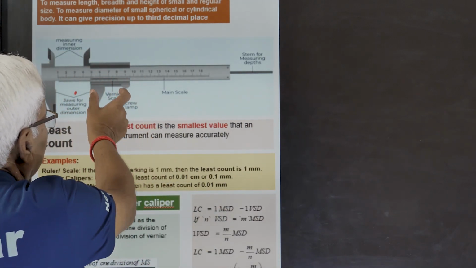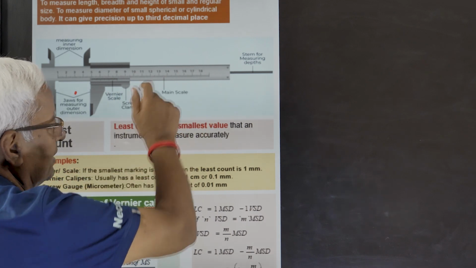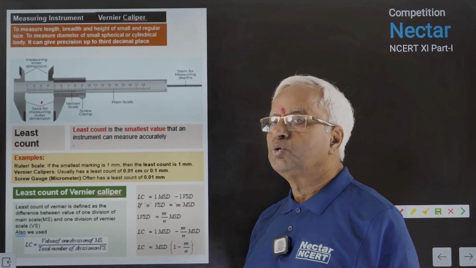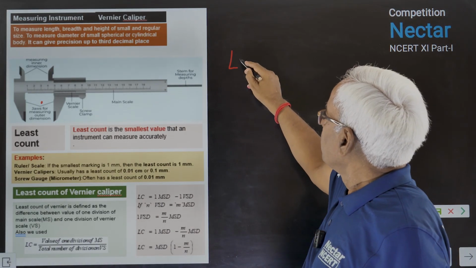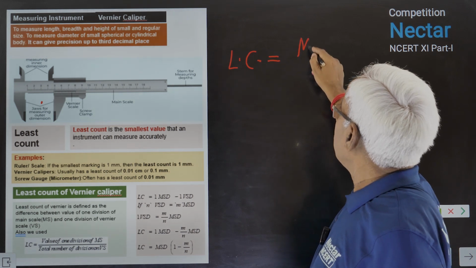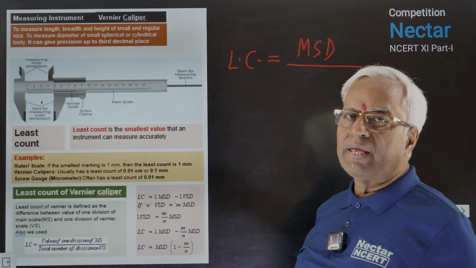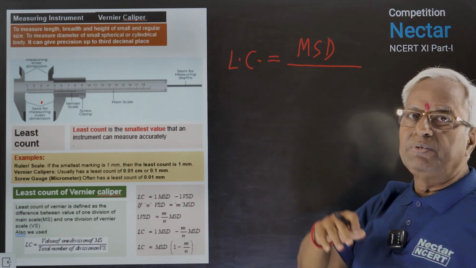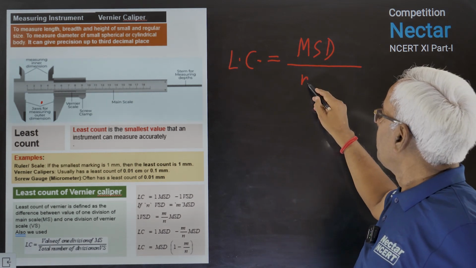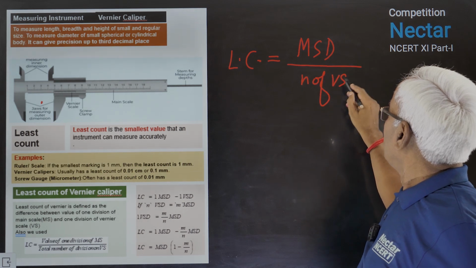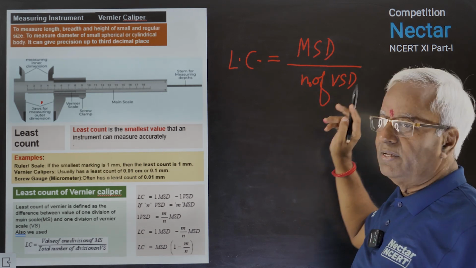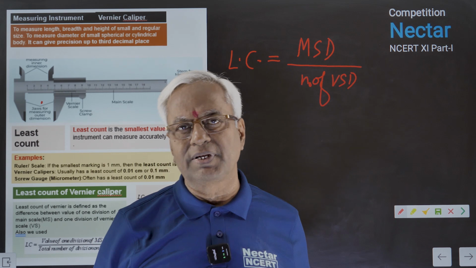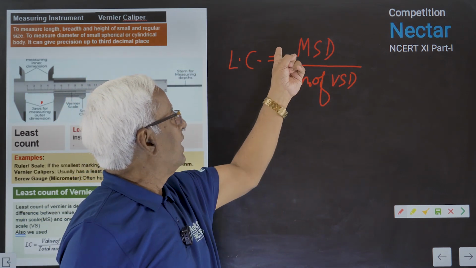The Vernier scale has a number of divisions, likewise the main scale. If you want to find the least count, we have 2 approaches. One is least count equal to MSD, where M is main, S is scale, and D is division: one main scale division upon the number of Vernier scale divisions. It's one formula for finding least count. The values are given in the numerical and you are supposed to put the values and find the answer.